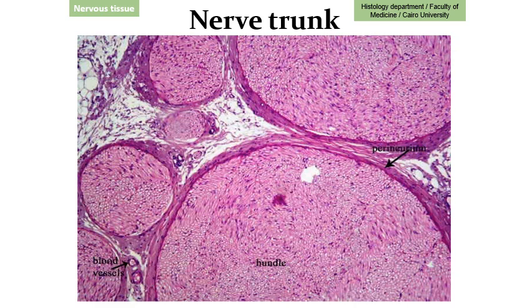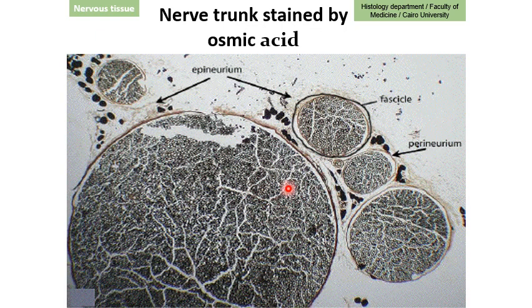If I want to see the myelin sheath, I'm going to stain it with osmic acid. The small rings are the myelin sheath. Nerve trunk stained by osmic acid. You should say the stain. It's important to say the stain.